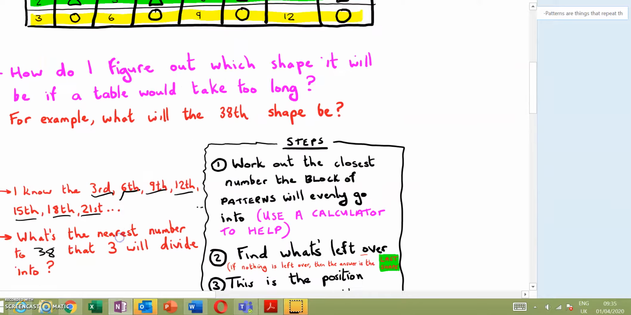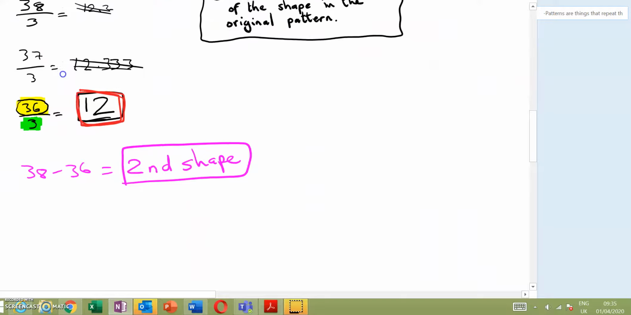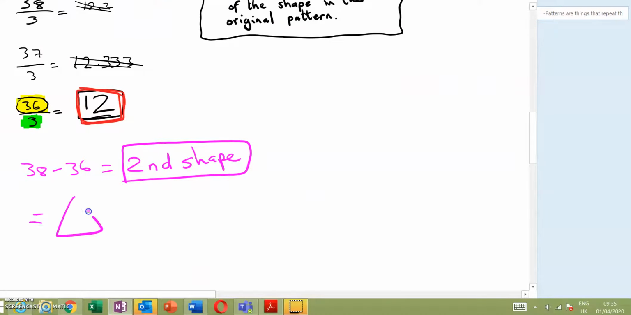What was my pattern again? That repeated itself again and again and again. Here it is up here. There's my pattern. Now what's the second shape? Yeah, it's going to be the green triangle. There's my first shape. There's my second shape. So my answer is the green triangle.